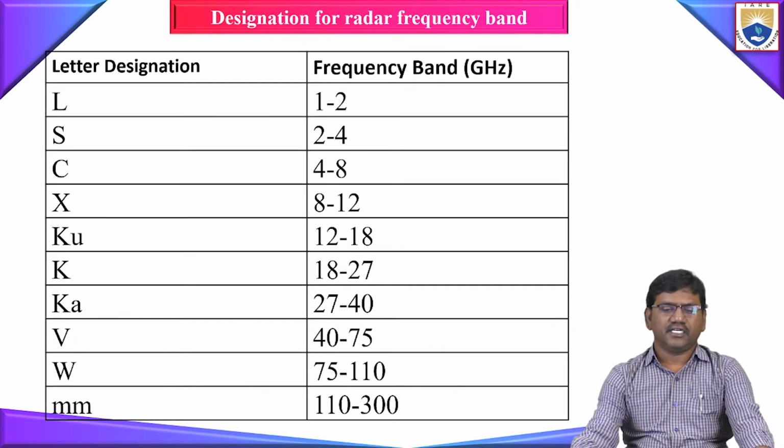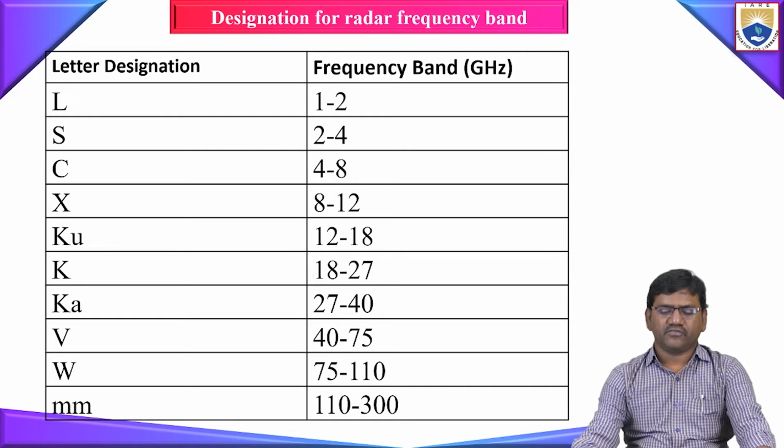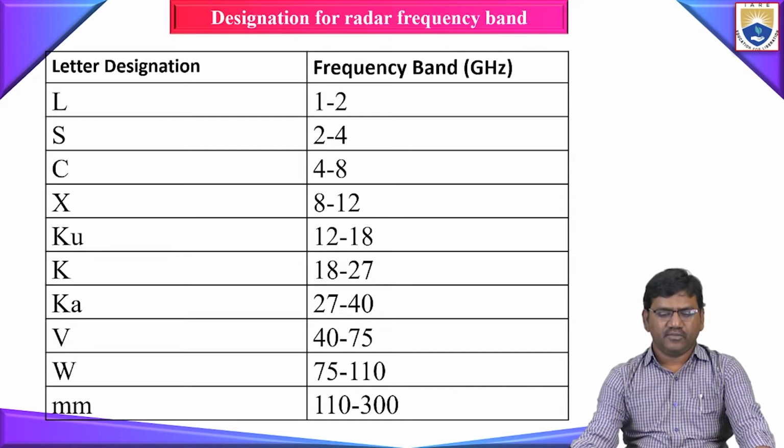So these are the letter designations of the frequency bands. L band operating frequency band is 1 to 2 gigahertz, and S band is 2 to 4 gigahertz. C band is 4 to 8 gigahertz, and X band is 8 to 12 gigahertz. Ku band is 12 to 18 gigahertz. K band is 18 to 27 GHz, and Ka band is 27 to 40 GHz. V band is 40 to 75 GHz, W band is 75 to 110 GHz, and mm band is 110 to 300 GHz.